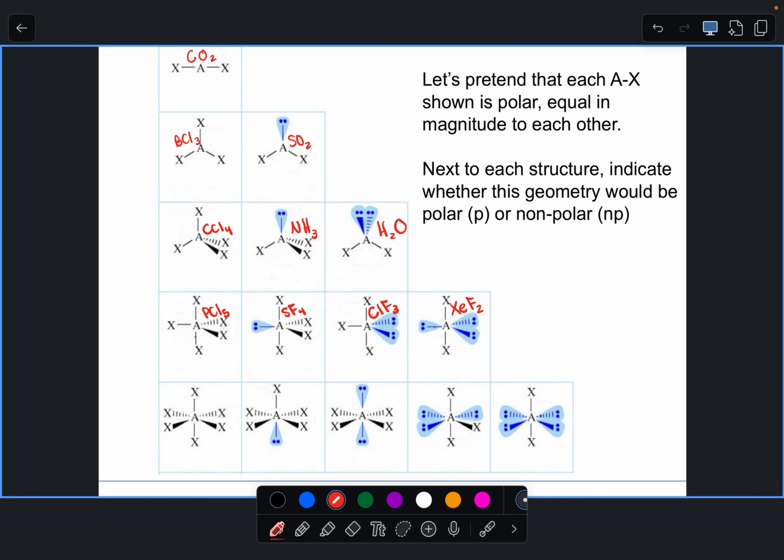And then SF6. Ooh, I know we haven't done one of those. I'll have to find us one of those. I don't know that we've done any of these ones. Okay, let me get a couple examples.